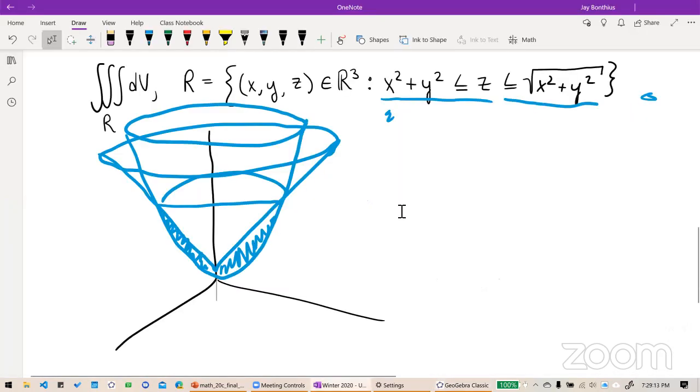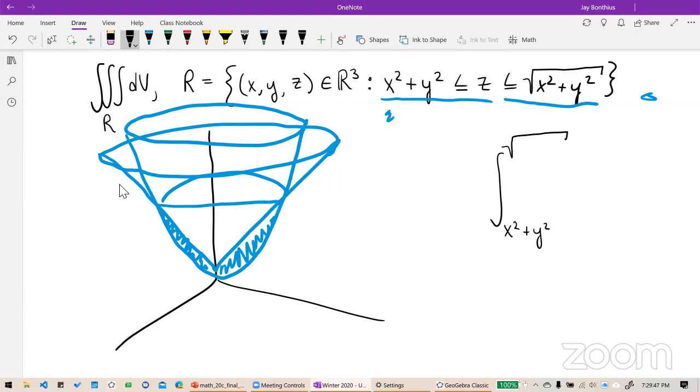Okay. So I would recommend integrating with respect to z first, and then going with respect to x and y. So if we integrate with respect to z first, the lower bound on z is x squared plus y squared in terms of x and y. And the upper bound is the square root of x squared plus y squared. It's that cone, right? So dz.